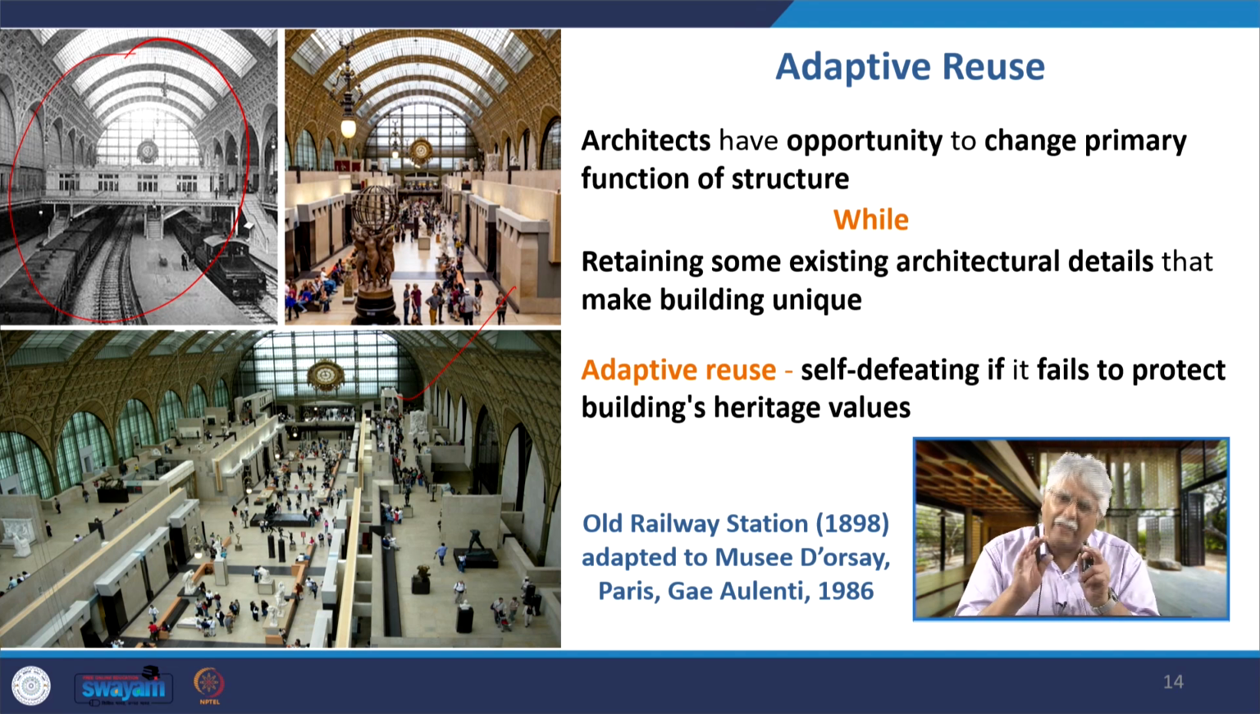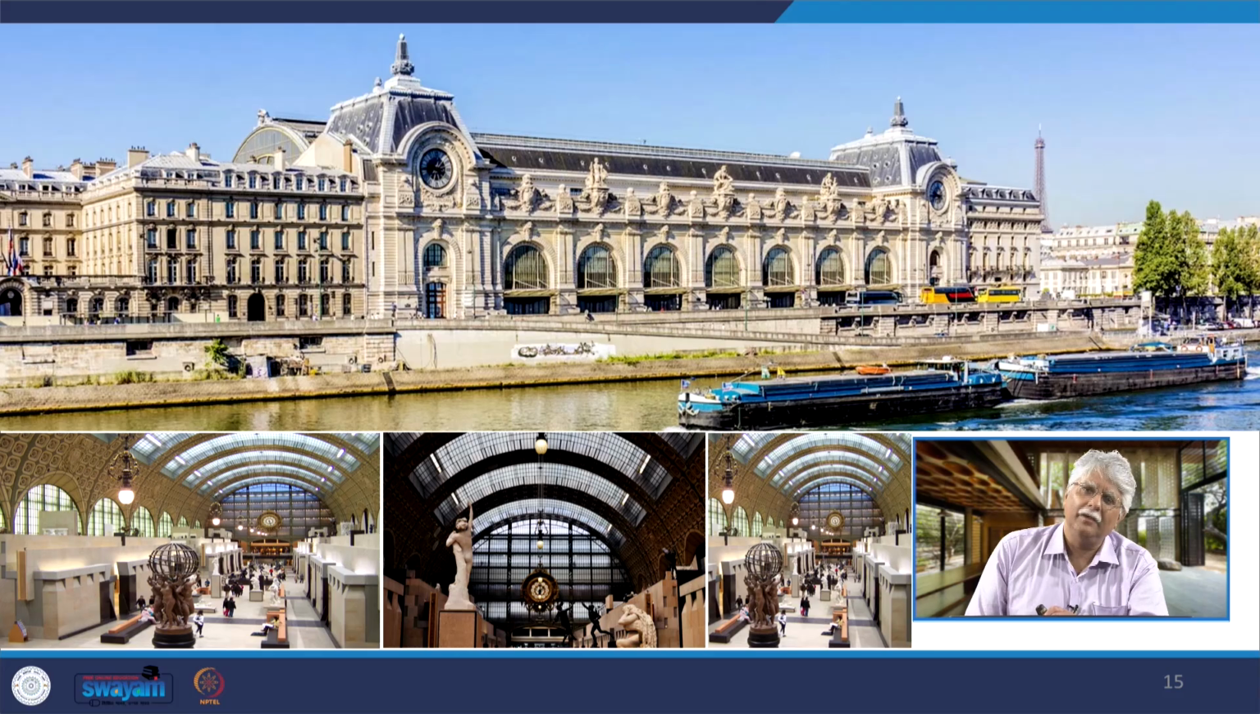Adaptive reuse is self-defeating if it fails to protect the building's heritage values. So here it is, Musée d'Orsay by Gae Aulenti, how wonderfully the station has been preserved as a museum.